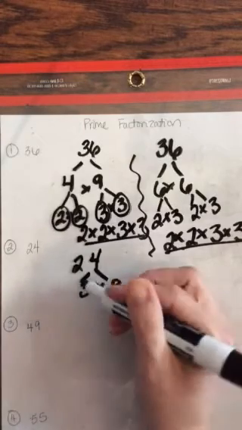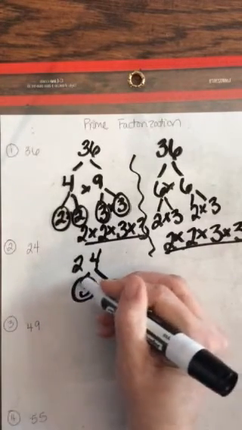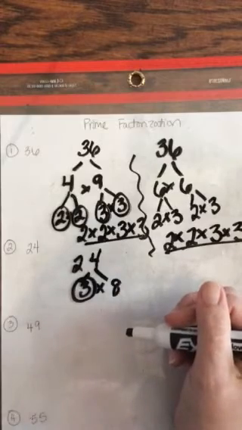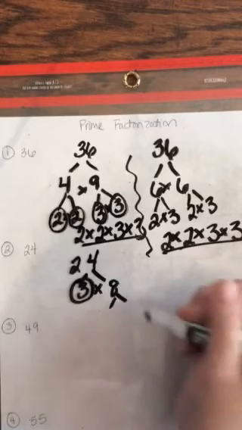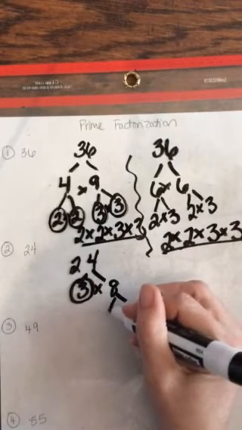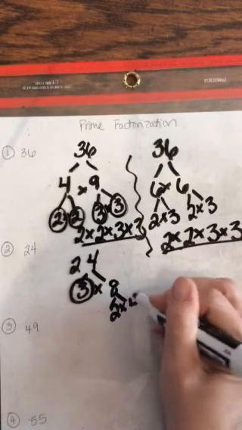3 is prime. So I can actually circle this. I don't want to break it down any further into 1 and 3. However, 8 is composite, so I am going to break that one down further into 2 and 4.